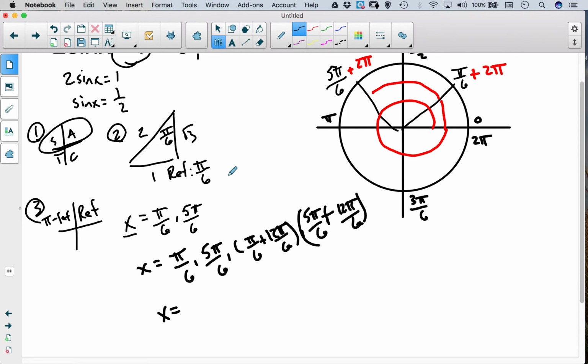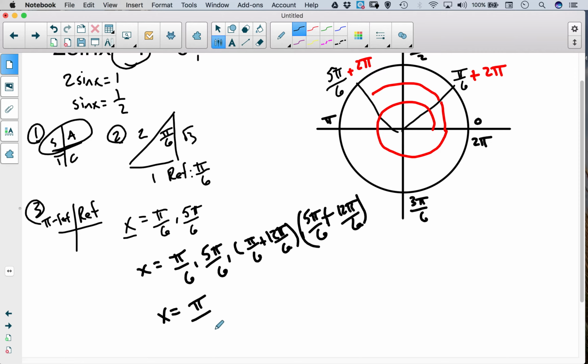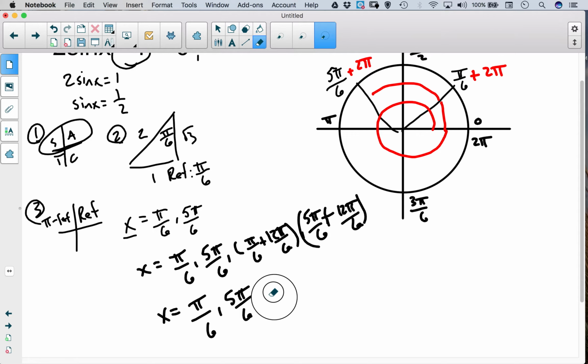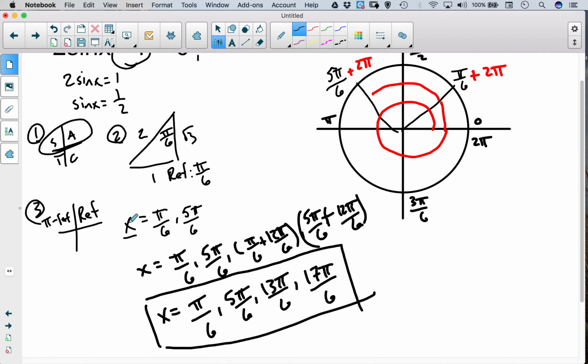So x, in this case, where 2 sine x minus 1 equals 0, on the domain where x is between 0 and 4 pi, I can have 4 answers where it's equal to pi over 6, 5 pi over 6, 13 pi over 6, and I could also have 17 pi over 6. All right, so this is where it's a little bit different. So our x values can be all of these, as opposed to originally we just had our values of pi over 6 and 5 pi over 6.